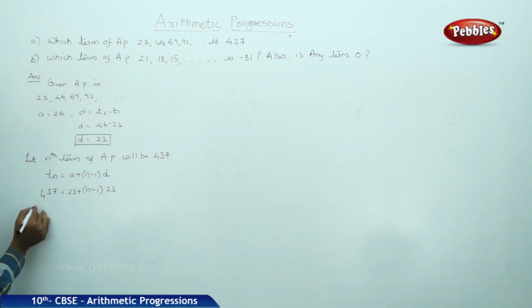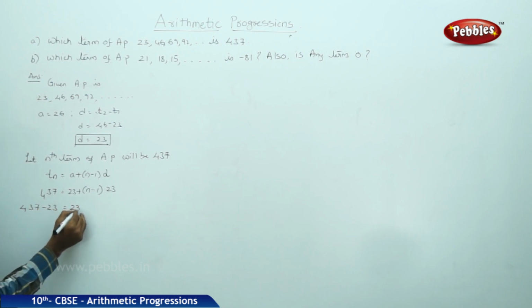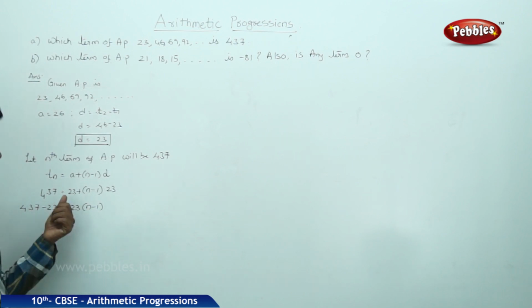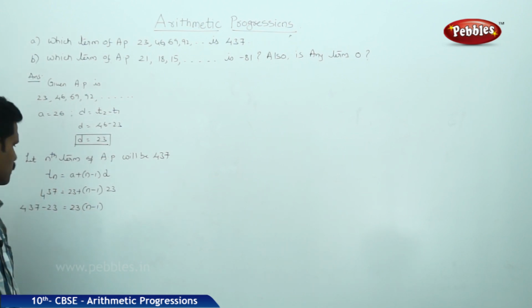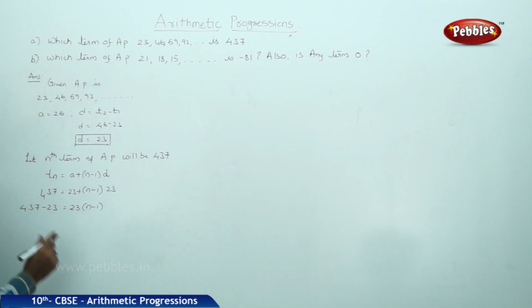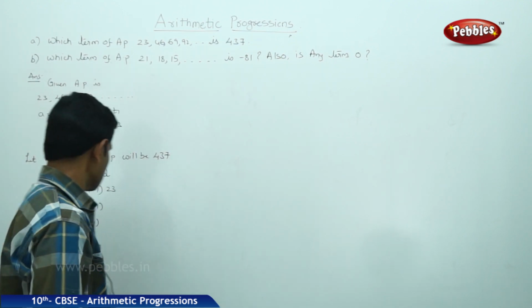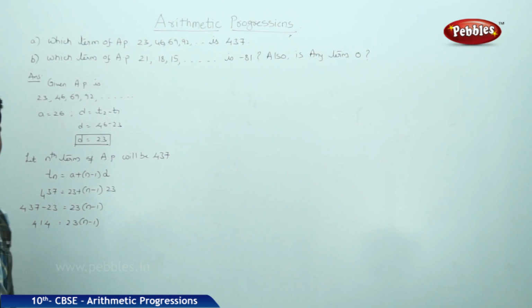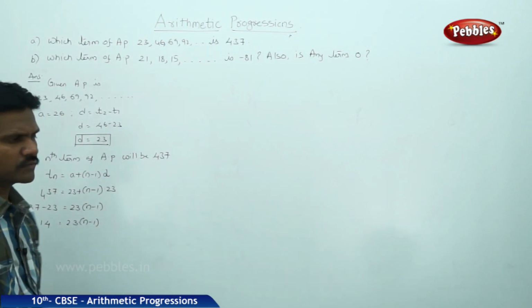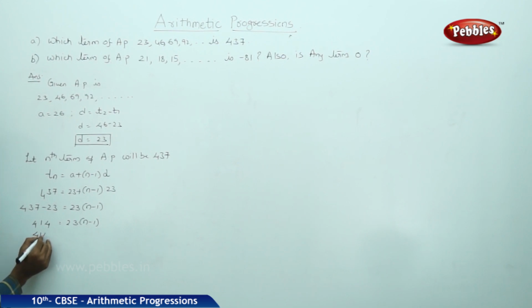The next step, 437 minus 23 equal to 23 times n minus 1. That is, this plus 23 transfers to the other side and becomes minus 23. That is 437 minus 23 is 414. 414 is equal to 23 into n minus 1. In the next step, the multiplication by 23 transfers to the other side and becomes a division, that is 414 by 23 is equal to n minus 1.